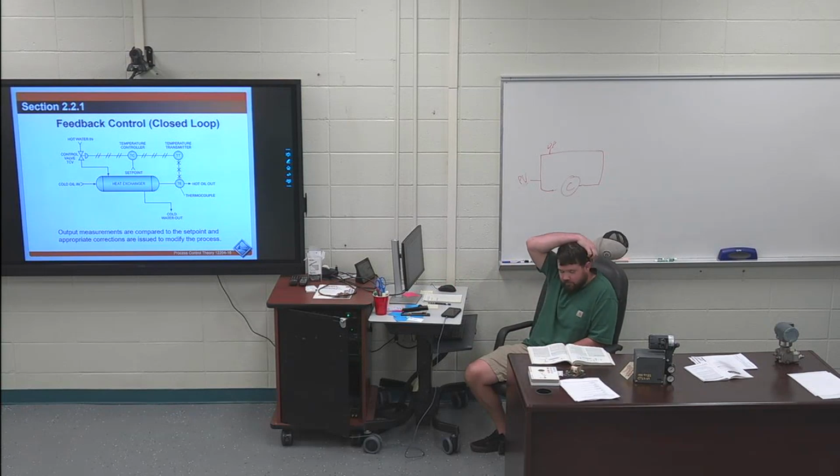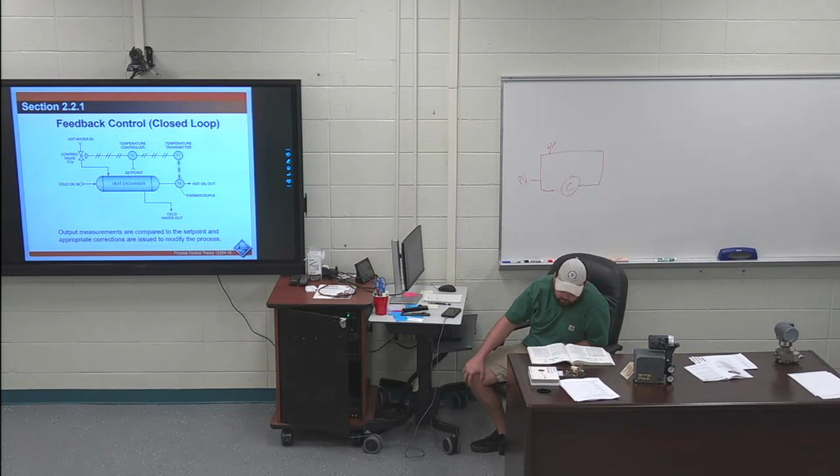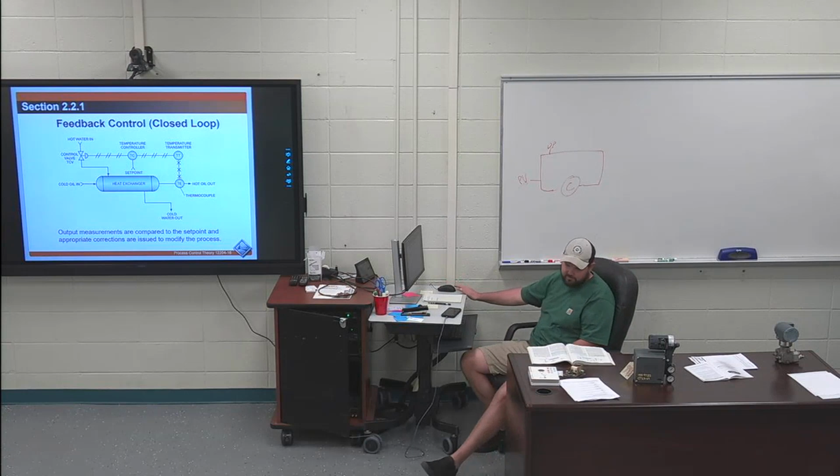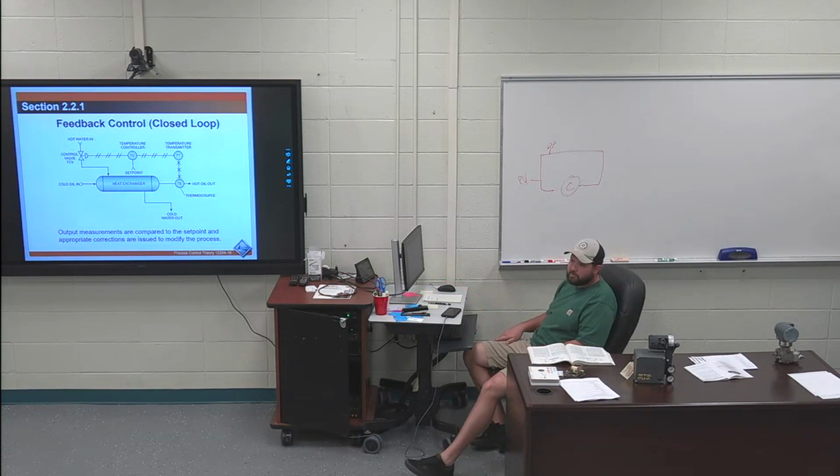Performance of closed loop control, 222. First sentence of 222 is highlighted. Primary performance criterion for any closed loop control is stability. The goal of closed loop control is always to get to the set point and remain around the set point, right? Stability. So the slower stuff can happen, the better.